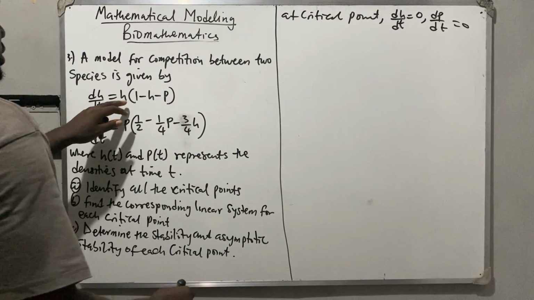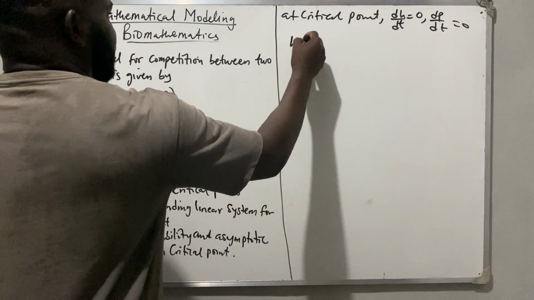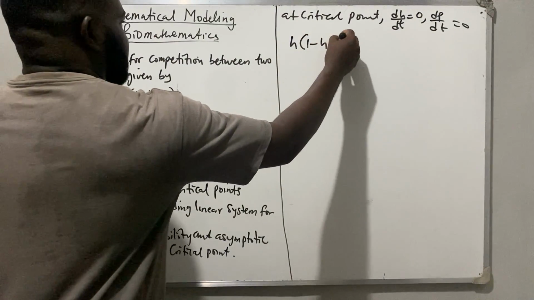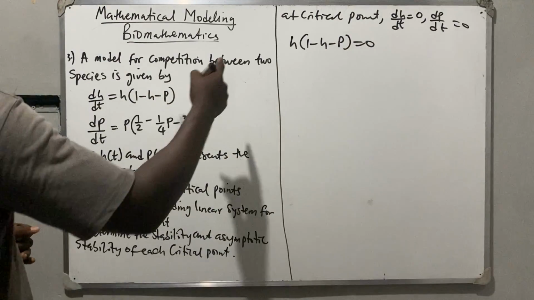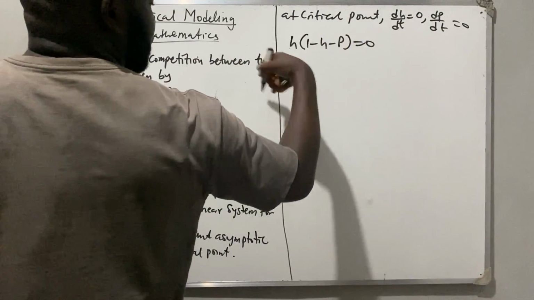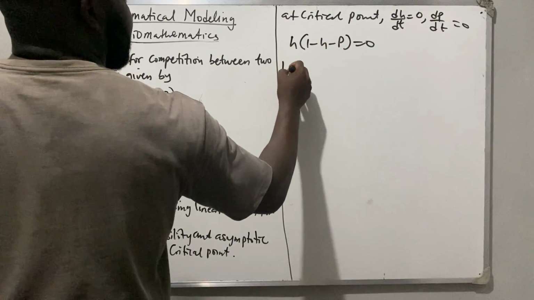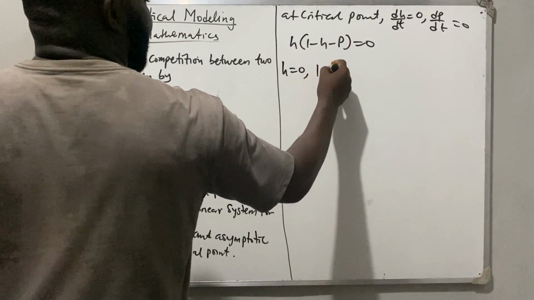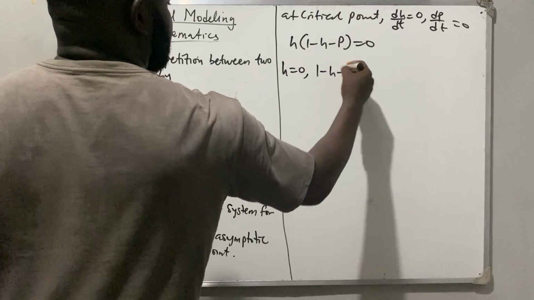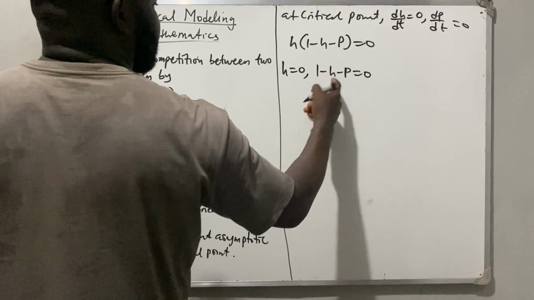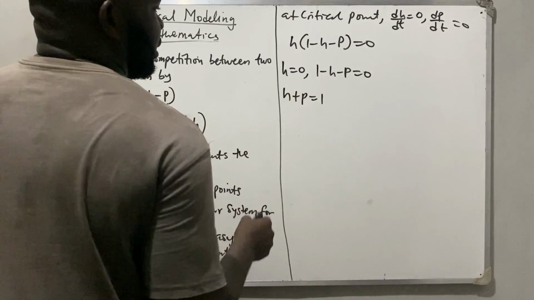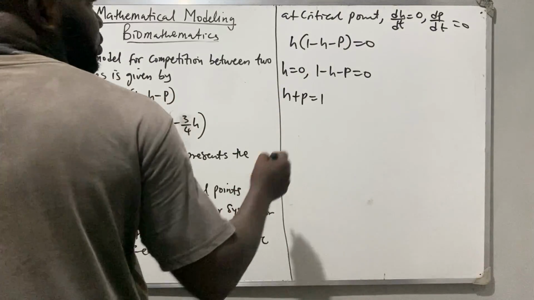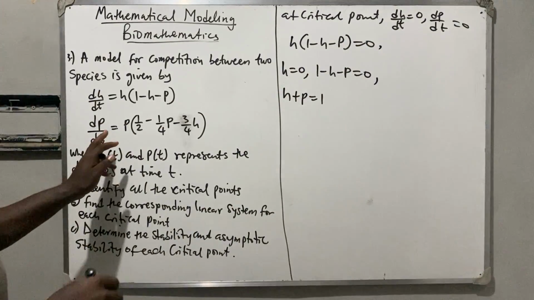Equating this one to 0, we have h(1 - h - p) equal to 0. In mathematics, when the product of two things is 0, one of them is 0. So we can say that either h is equal to 0 or 1 - h - p is equal to 0. Moving everybody to the other side, h + p is equal to 1.